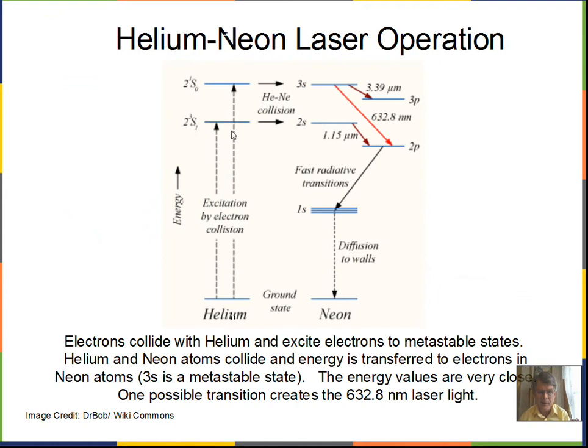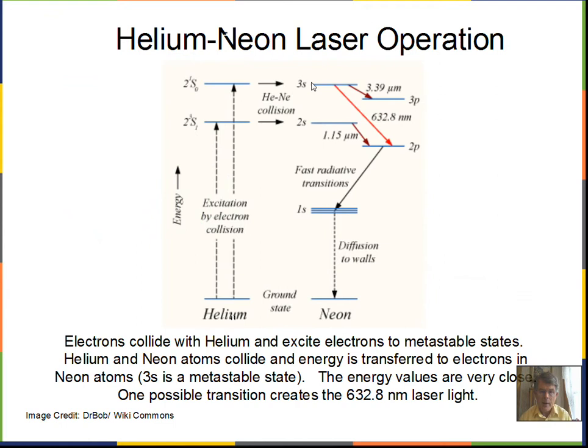So the electron hangs up in here for a significant time. That gives the helium atom time to encounter a neon atom. And as these atoms collide, there is a resonance effect. These energy levels in helium are very close to the energy levels in neon. So the energy from the helium atom gets transferred over, energizes the electrons in the neon to bring them up to these energy levels. And these are metastable states here. There is one of the transitions in the neon from this 3s state down to the 2p state that has an energy gap that produces the 632.8 nanometer light.